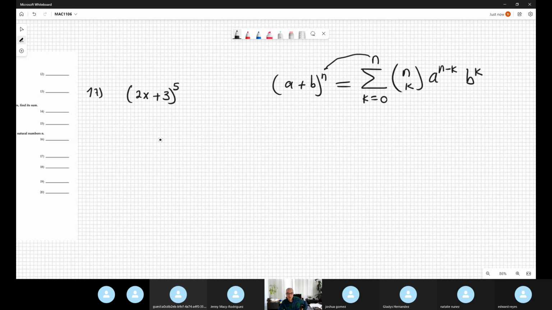So you have the first term A and the second B. I call them A and B, but it doesn't matter. For example, in this example, A is 2x and B is 3. And n is 5. So when you expand the binomial theorem, from 0 to n, you obtain n plus 1 terms. You include 0, 1, 2, up to n.